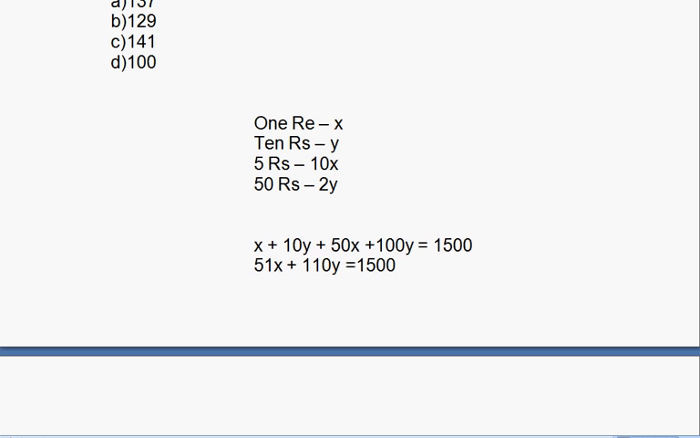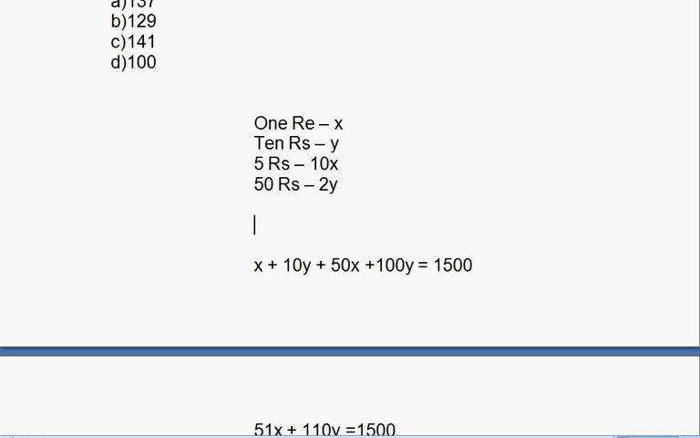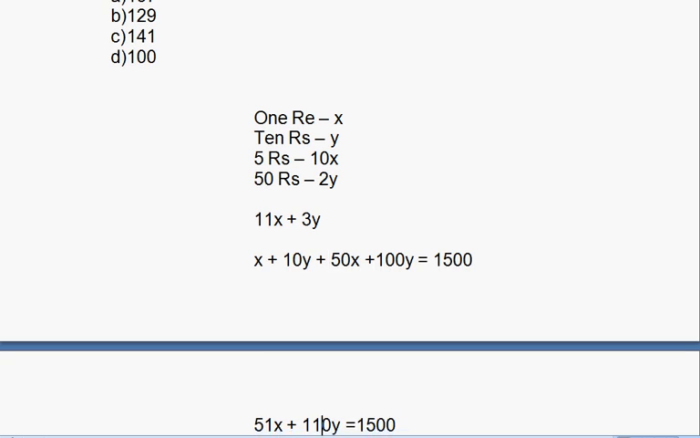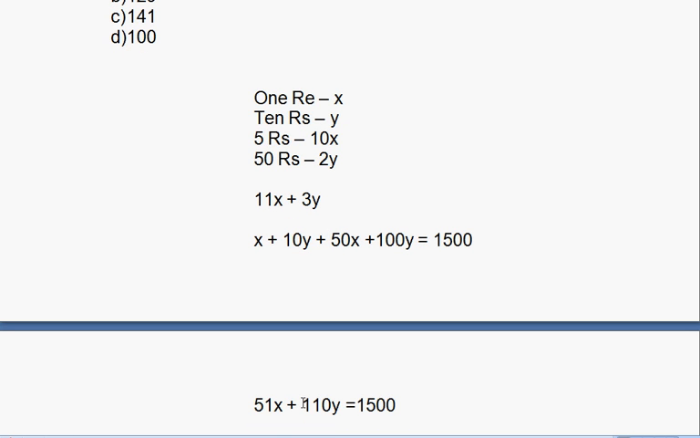So the number of notes which he would finally have got is 11x plus 3y, right? These are the number of notes which he would have got, he would have received, right? So just find out what can be the possible values of x and y. We have to do a little bit of hit and trial to come to a solution, right?